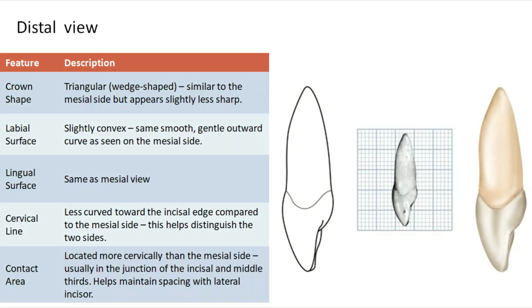In the distal view, we will look at the features and description. The crown shape is also triangular. The labial shape is also like the mesial view. The lingual surface is the same as the mesial view. The cervical line is less curved than in the mesial view.